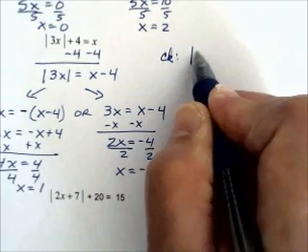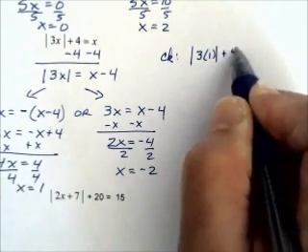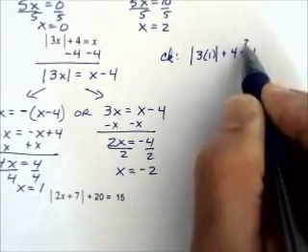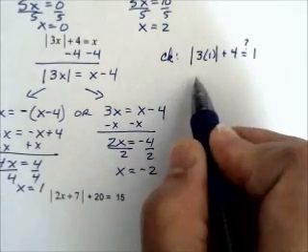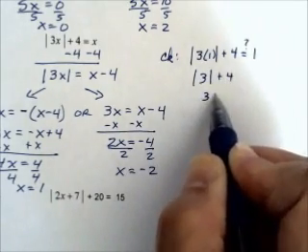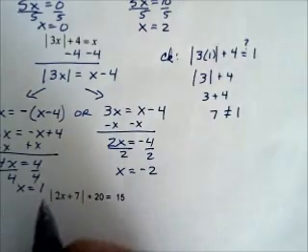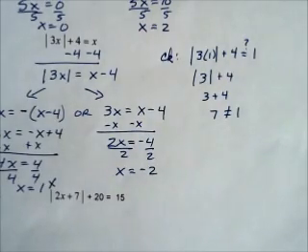Does the absolute value of 3 times 1 plus 4 equal 1? 3 times 1 is 3. The absolute value of 3 is 3. 3 plus 4 is 7. 7 does not equal 1. So 1 does not work. 1 is not a solution here.